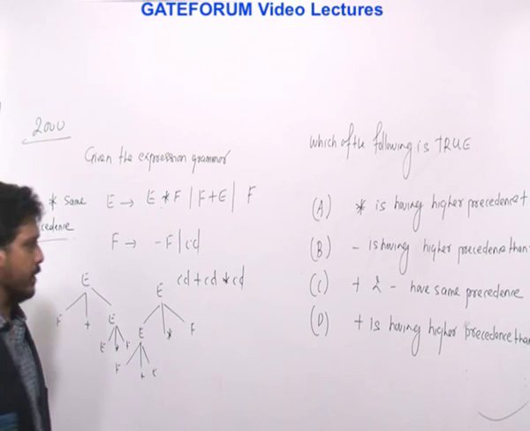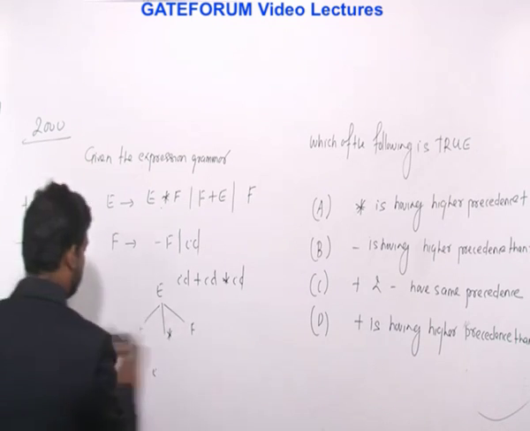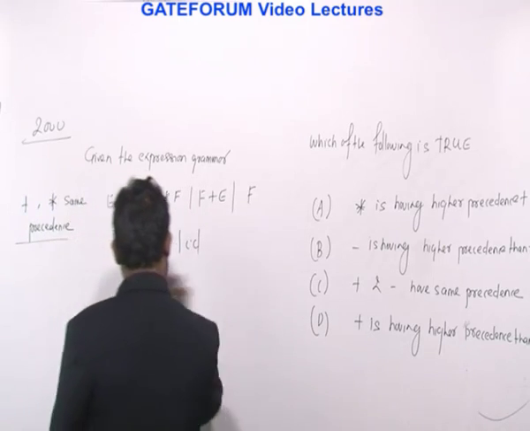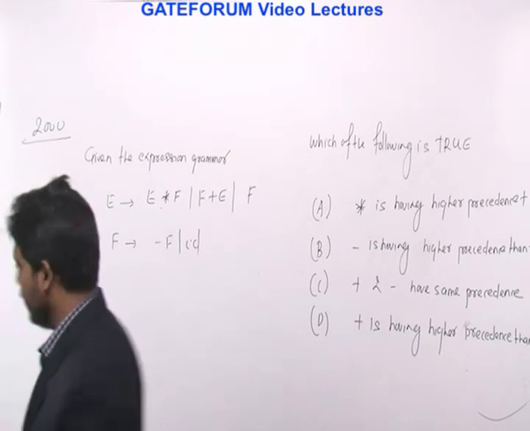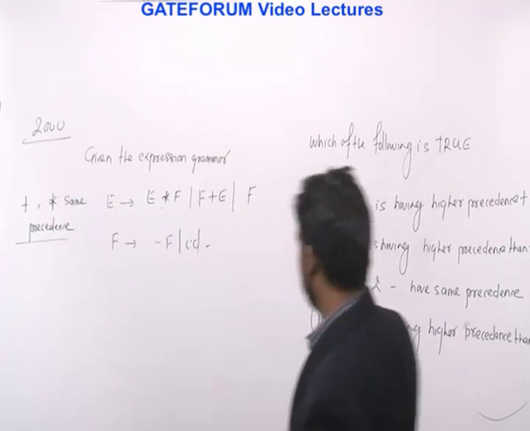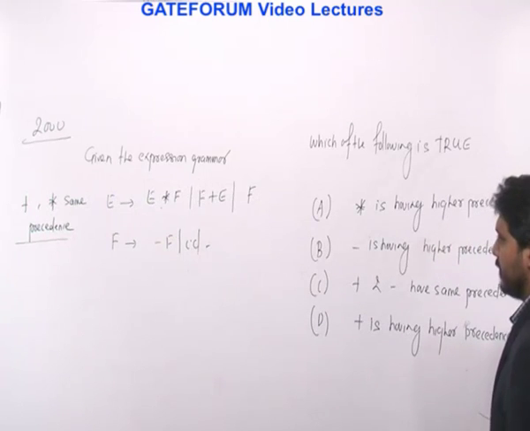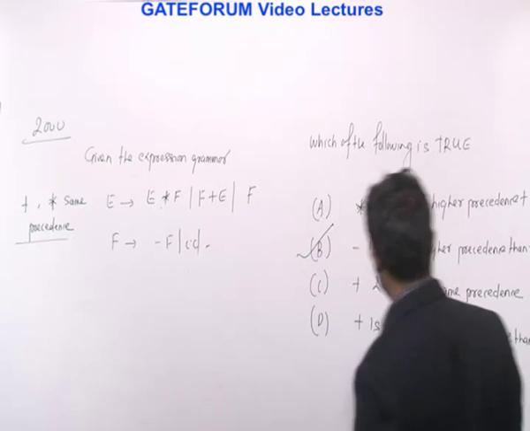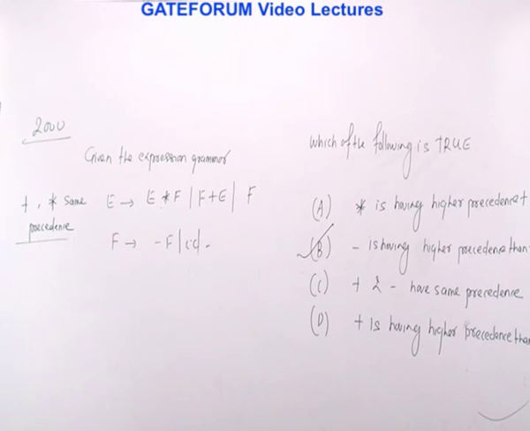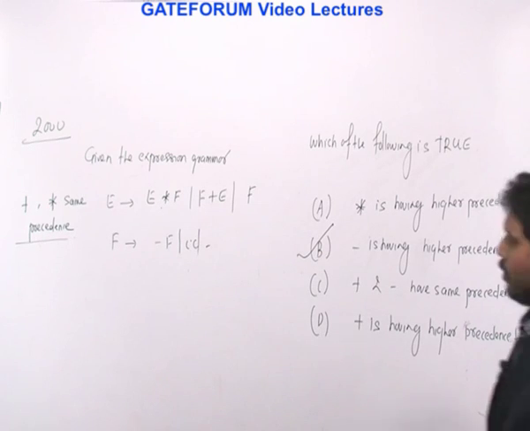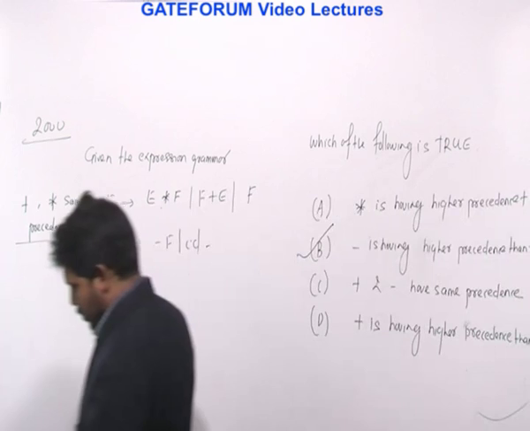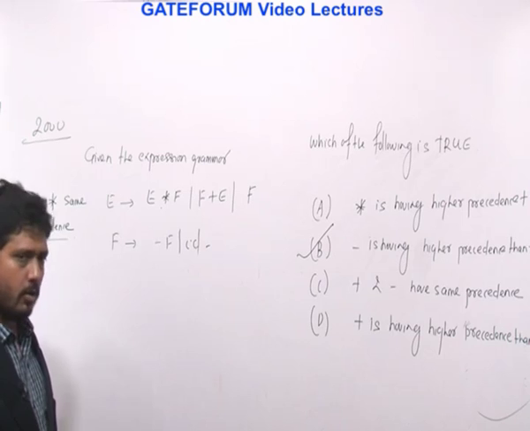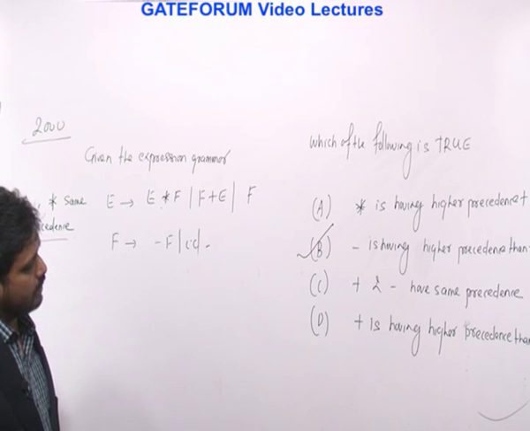Okay, and if you go by that level rule, the first level is your star and plus, and at the later level you have minus, so definitely minus will be introduced later. So minus will have a higher precedence than plus, and then multiplication also. So in this case the answer is B. Rest of the options A, C, D, you work on, and just get it that these are false.